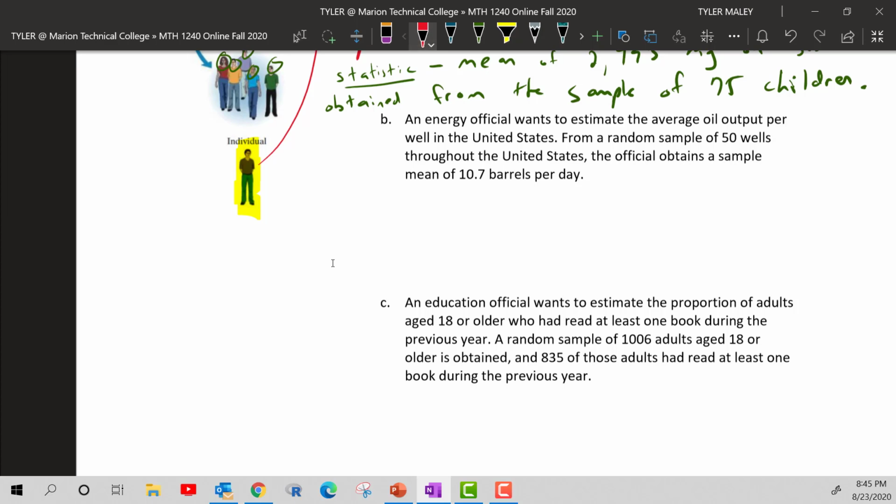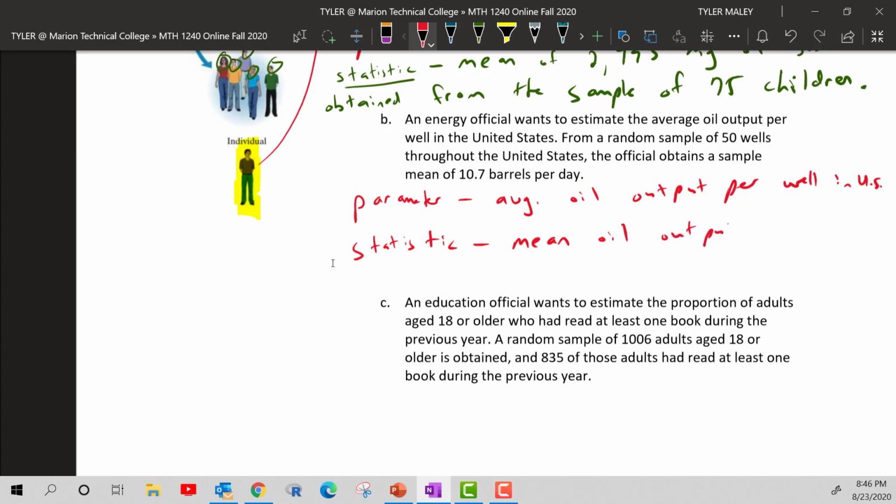Right, so the parameter would be the average oil output per well in the U.S. The statistic would be the mean oil output of 10.7 barrels per day from the sample of 50 wells.